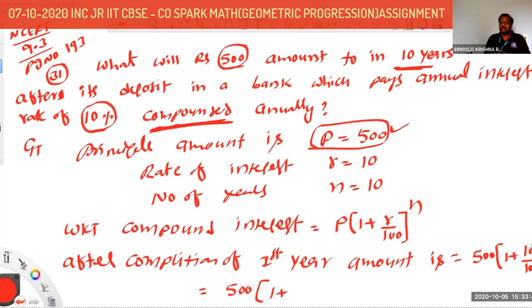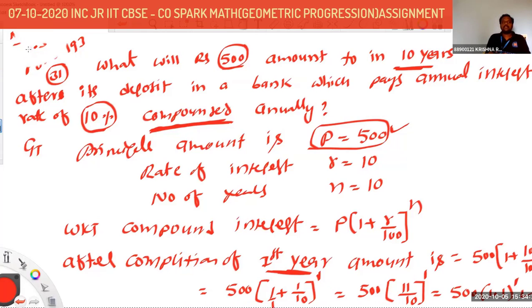Do these zeros cancel? 10 by 100 means 1 by 10. So 500 into 1 plus 1 by 10 whole power 1. 10 is the LCM, and 10 plus 1 is 11. So 11 by 10, which means 1.1. So 500 into 1.1 power 1. After completion of the first year, the amount is 500 into 1.1 whole power 1. Got the point? Follow now.